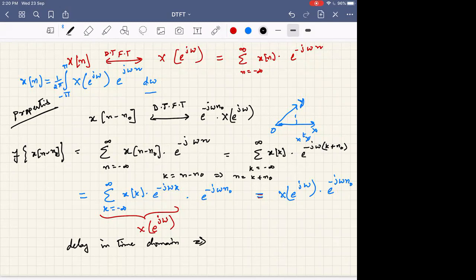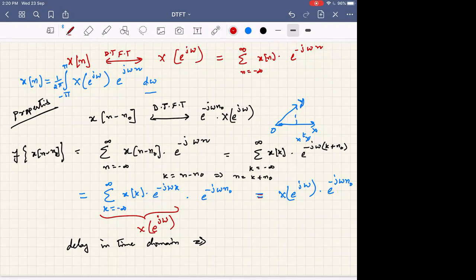One of you tell what's happening here. Yes, sir. Multiplication with the exponential in the frequency domain. Yeah, that is fine. But what is this multiplication with exponential causing? Change in frequency phase, sir. Phase shift. Okay, shifting. It is not a frequency shift. It is happening on the phase.